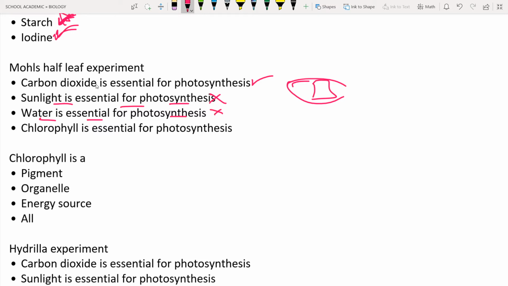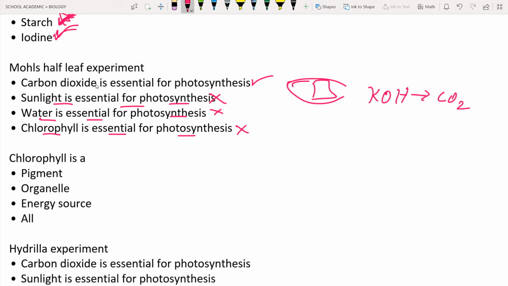What is essential for photosynthesis? It is not about this option. So it is a completely different topic. And next, chlorophyll is essential for photosynthesis. It is also not satisfying. In the moll's experiment we have used potassium hydroxide, KOH. Why? To absorb the carbon dioxide. To absorb the carbon dioxide we have used potassium hydroxide.